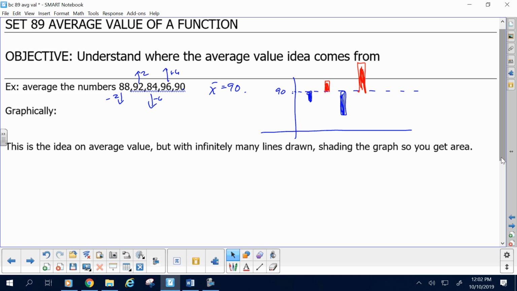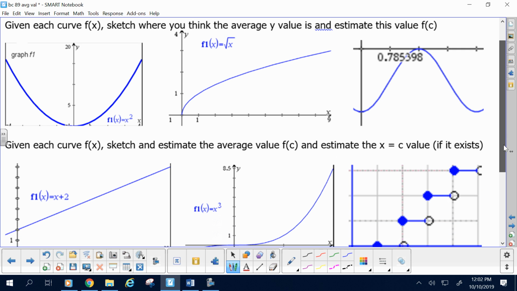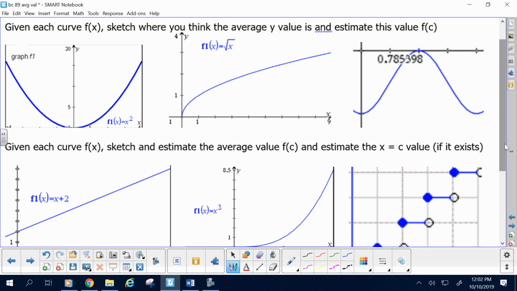That said, for calculus purposes, think of infinitely many lines drawn, so we'll get more like an area or a shade rather than just a rectangle. In this case, I'll do one with you and then you'll do the rest. Given each curve, sketch where you think the average y value is and estimate that f at c, or y value. So here, for example, obviously the y values go all the way from like 17 down to 0. What do you reckon the average value is? The average y value is probably half of that, perfectly halfway in between, like this.